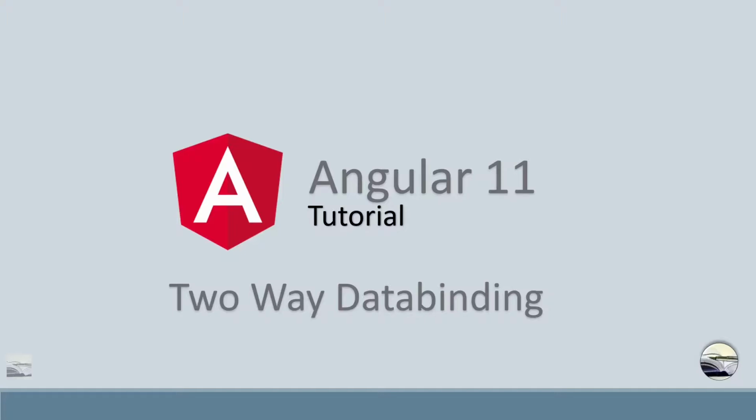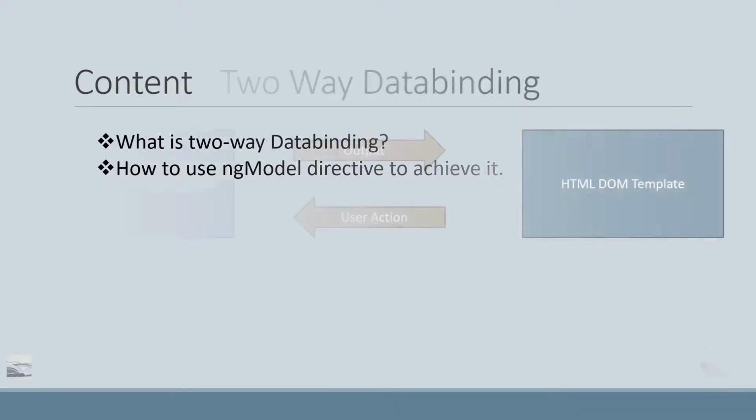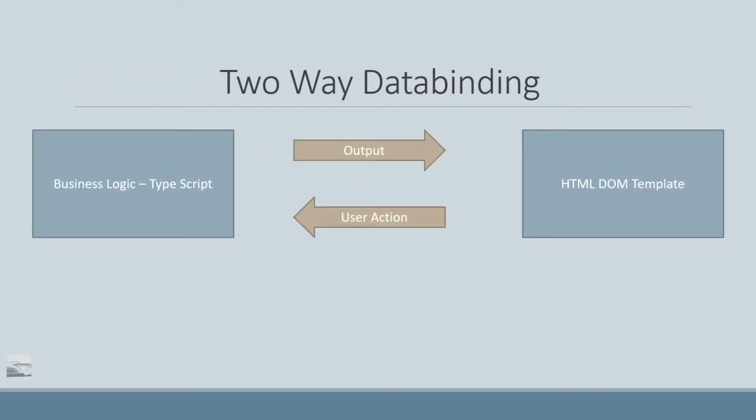Today we'll be discussing two-way data binding. So we'll be discussing what is two-way data binding, and how to use the ngModel directive to achieve it. So two-way data binding basically enables us to share data from component to DOM and from DOM to the component. Let's suppose you have an input field and you want to capture at component level what the user input was, then two-way data binding comes into the picture.